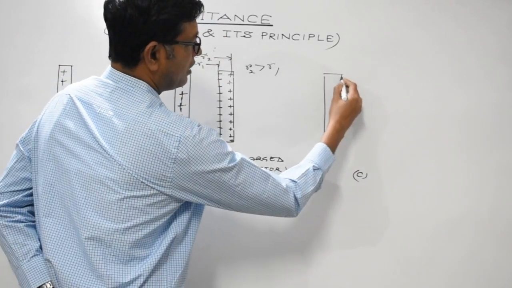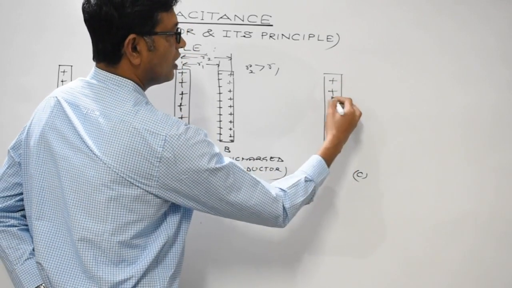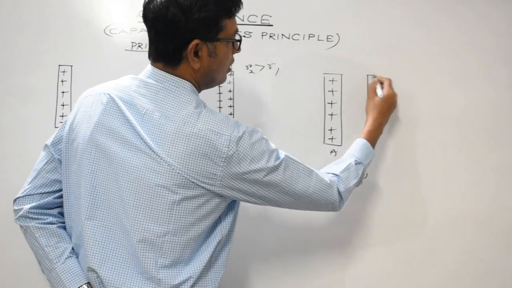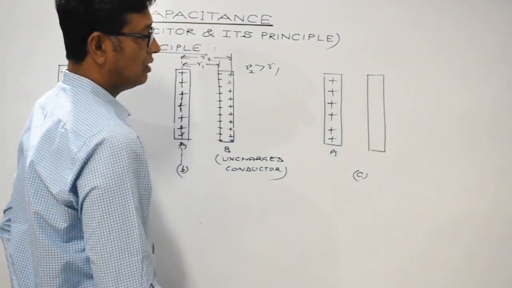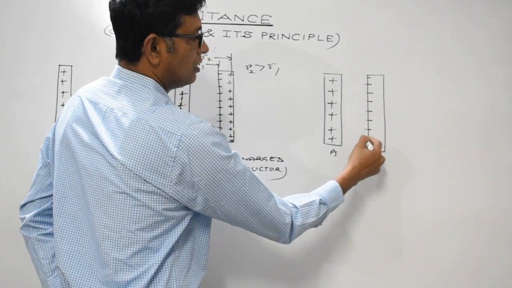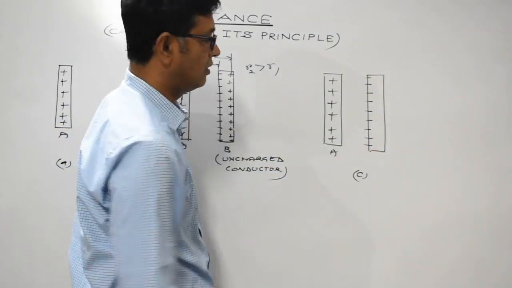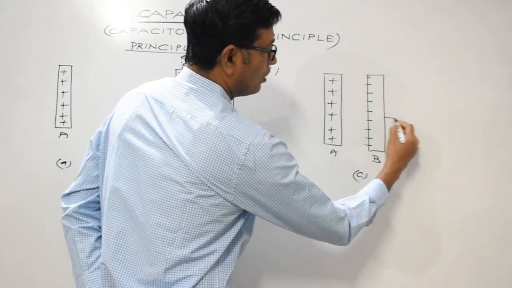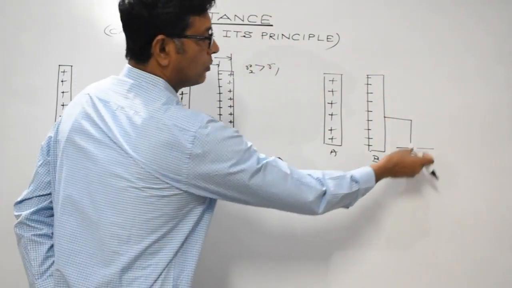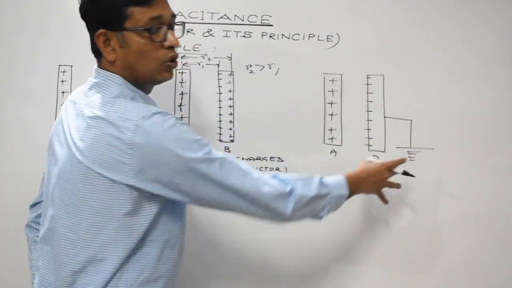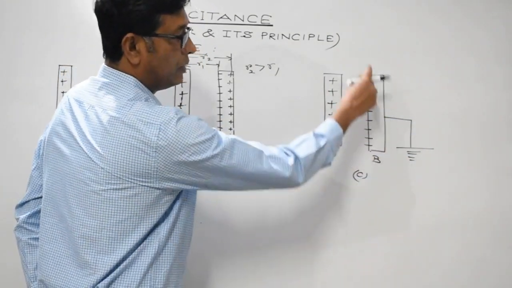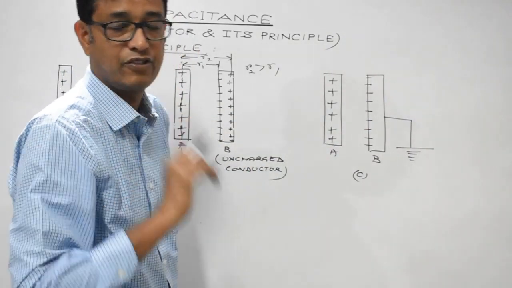This is plate A, which is considered to be the charged one. This is plate B, which is uncharged. But due to the redistribution of charges, it will acquire a net negative charge, and the farther face will acquire a net positive charge. Now what to do is, conductor B is earthed. Now what happens is, electrons from the earth will come and nullify those positive charges. So this B will be left with only negative charge.